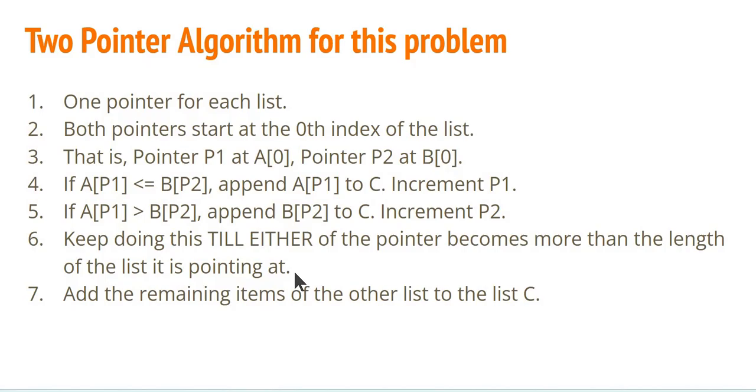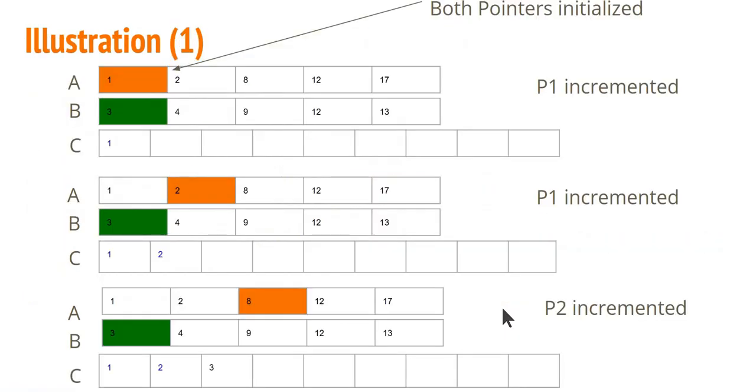Now this gets quite interesting in case of unequal length. We'll see this later. Now the interesting bit is that since the lists are sorted, basically the remaining items from the other list can be added directly. We'll see this in action. Quite interesting. So let's take an illustration here.